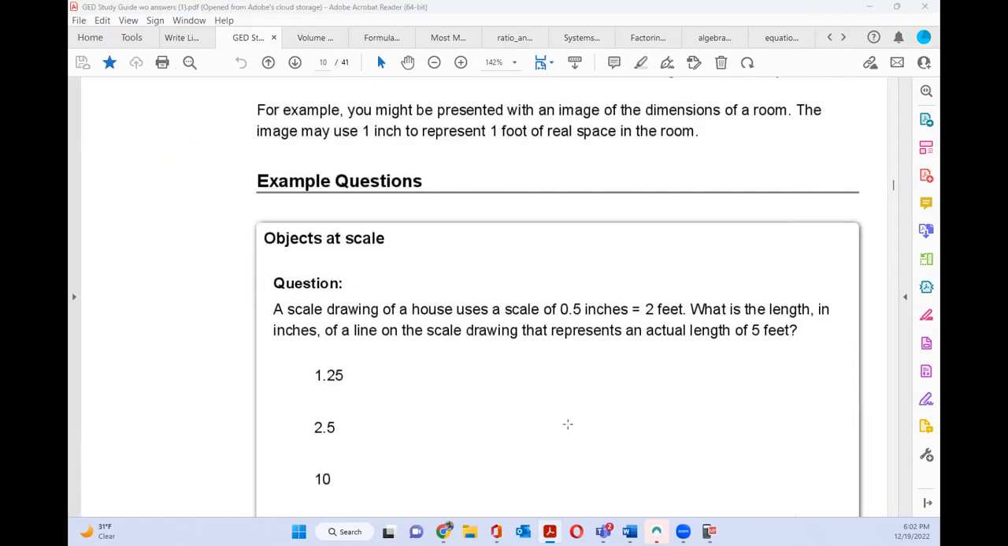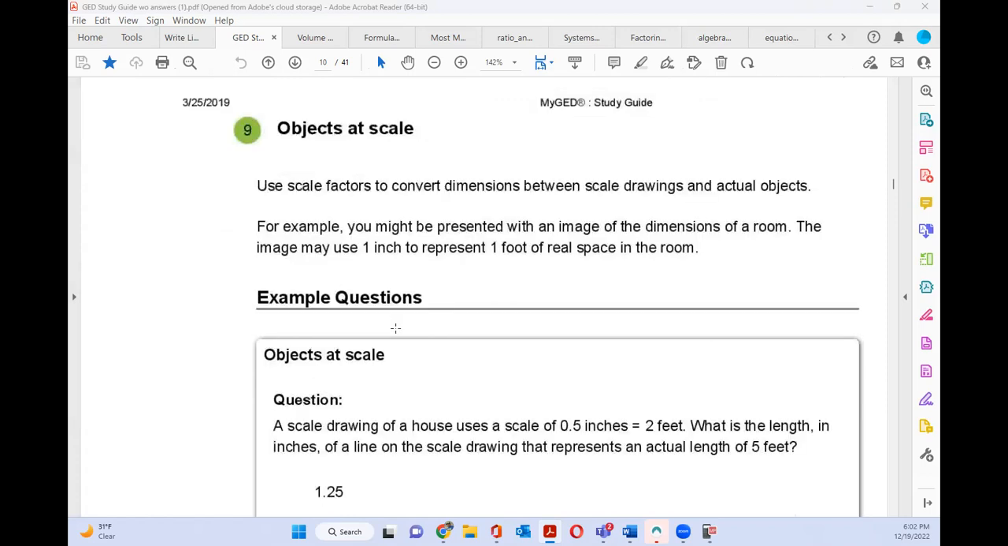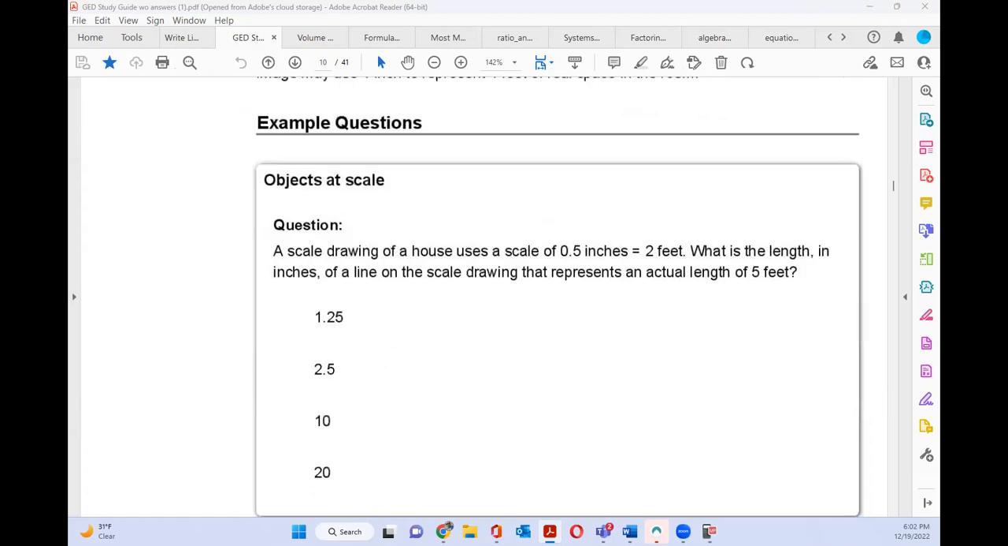So this is an example. It says objects at scale or scale factors, but it's ratio and proportions. You use ratio and proportions to solve these types of problems. First of all, I'm going to show you how to do it mathematically. Then I'm going to show you how to do it the common sense way. And then I'm going to show you several different ways to solve this problem. So first of all, let me ask you this. Can everybody see my screen?